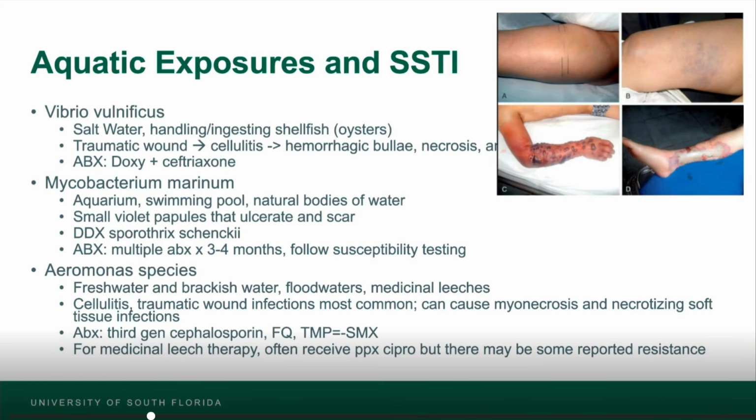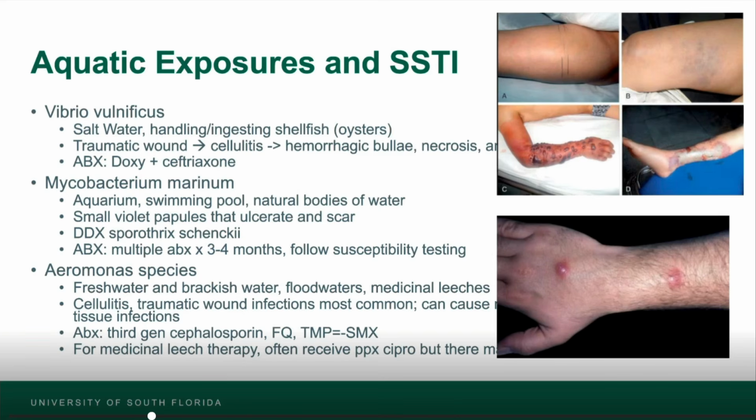This is a case of Vibrio with sort of rapid progression. It's swollen, and you can start seeing things. And those blisters are very typical for Vibrio. And then this one is Mycobacterium marinum, where you can see those nodules moving up the arm.